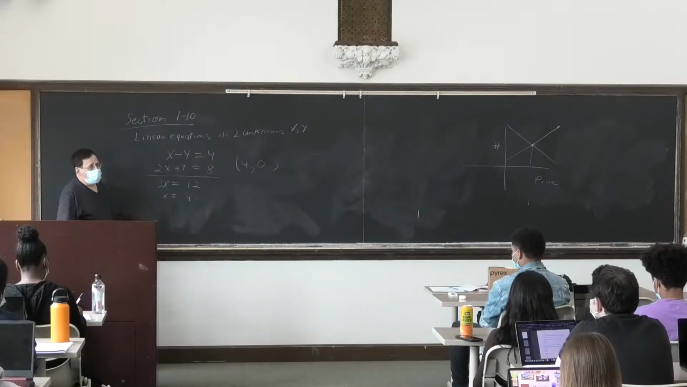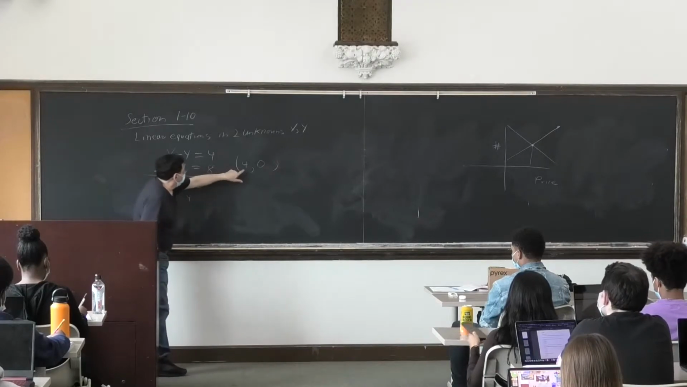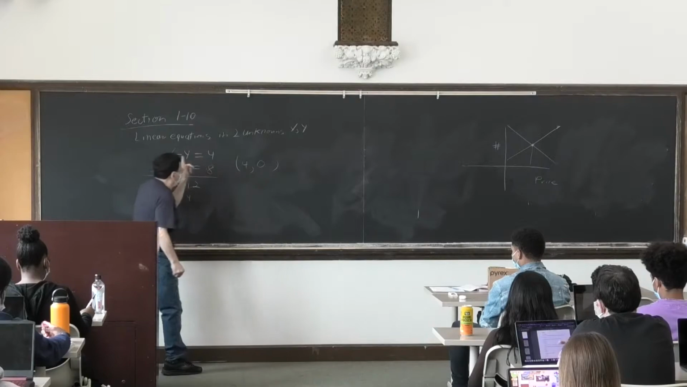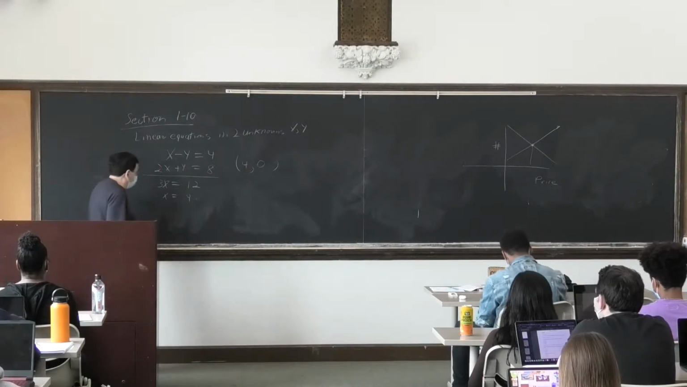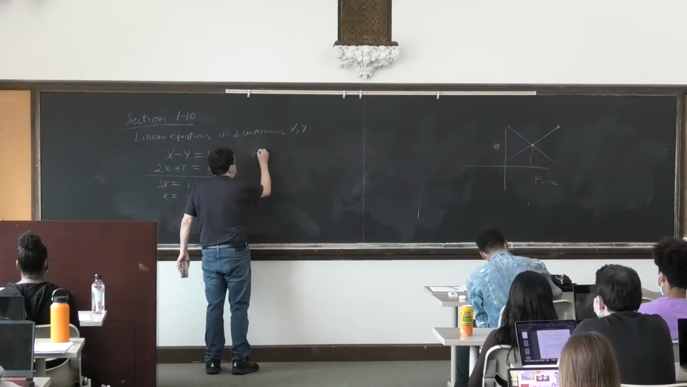A good check that you haven't made a careless error is to plug this into the other equation. Well, 4 minus 0 is 4, so we're good. Okay, that's elimination. I guess I should break that up. Elimination.